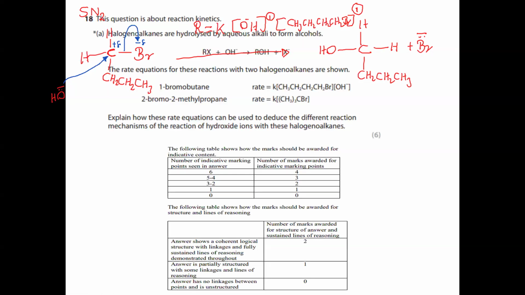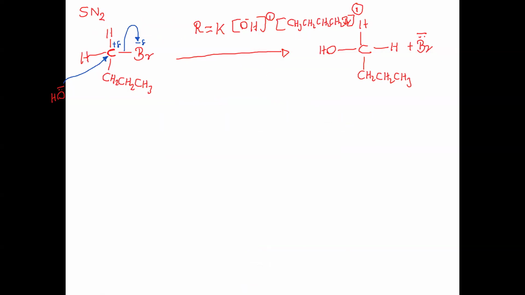They said 2-bromo. That means on the second carbon we have the bromine atom, 2-methylpropane. Okay, they have 2-bromo-2-methylpropane. In the rate equation, there's no OH minus ion there. So that's what we call the SN1 mechanism. In the SN1 mechanism, what happens?